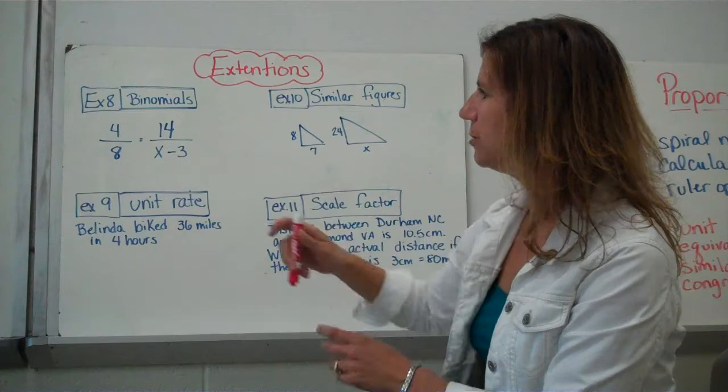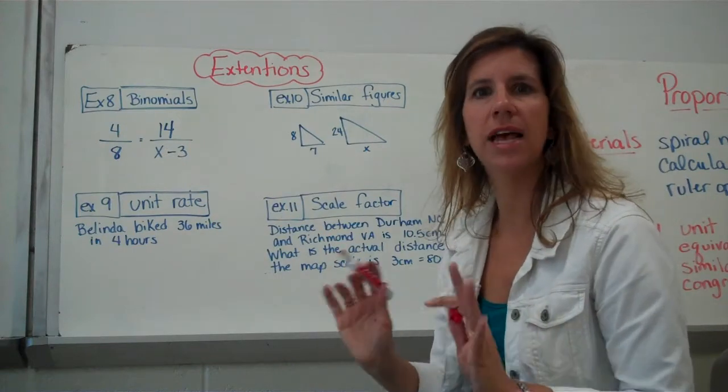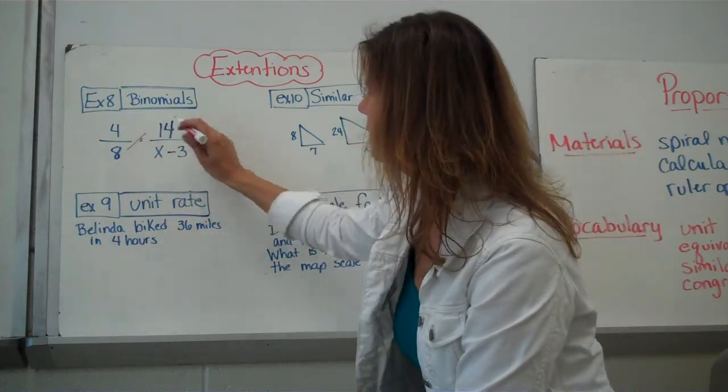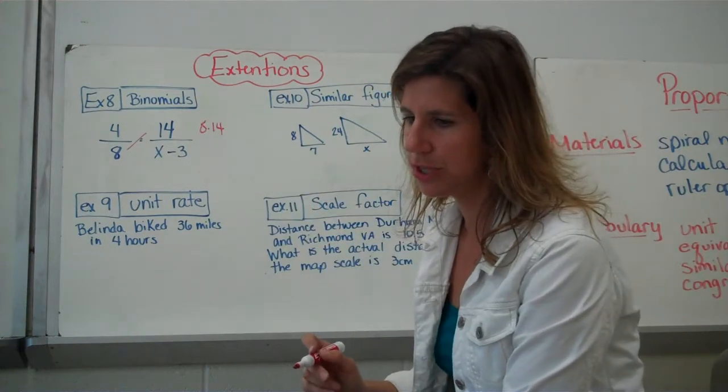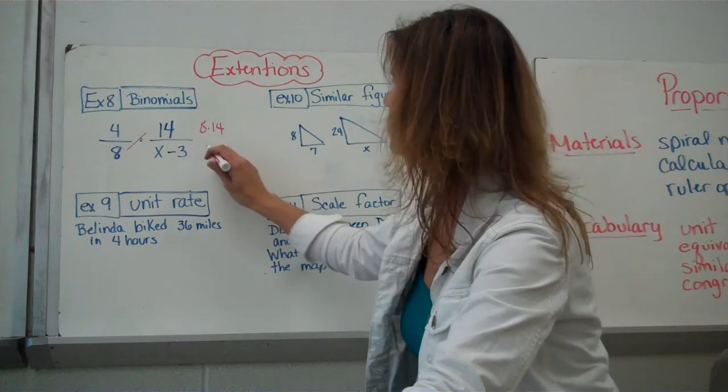Okay? Binomials, they look kind of tricky, don't they? But they're exactly the same format. 8 times 14, which, let me see here, 8 times 14 is 112.